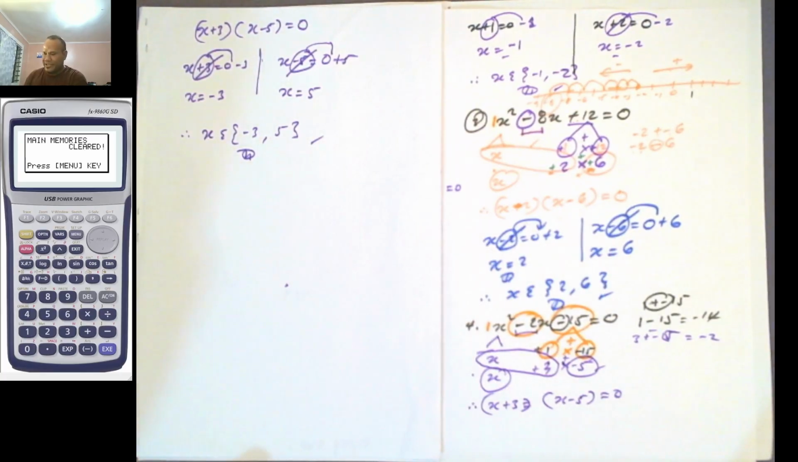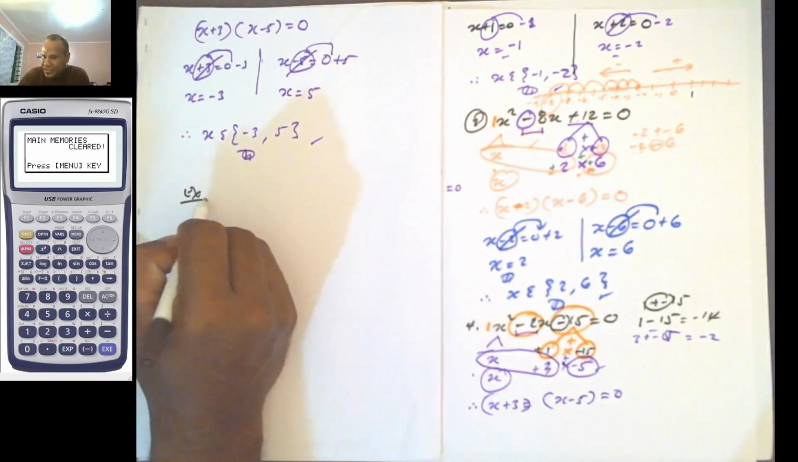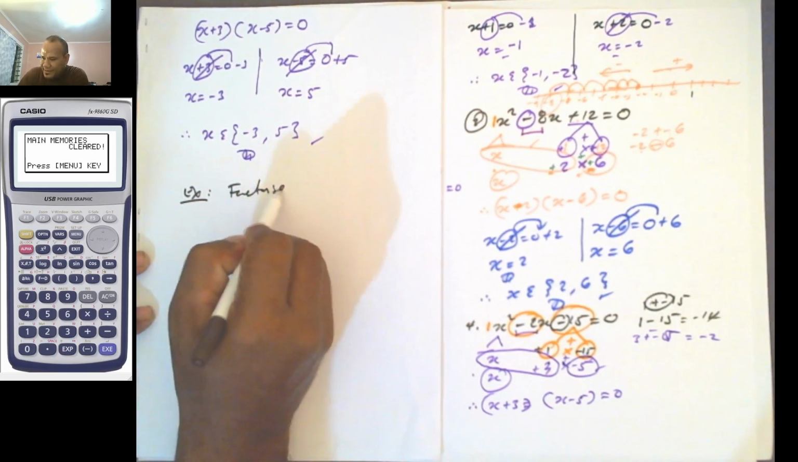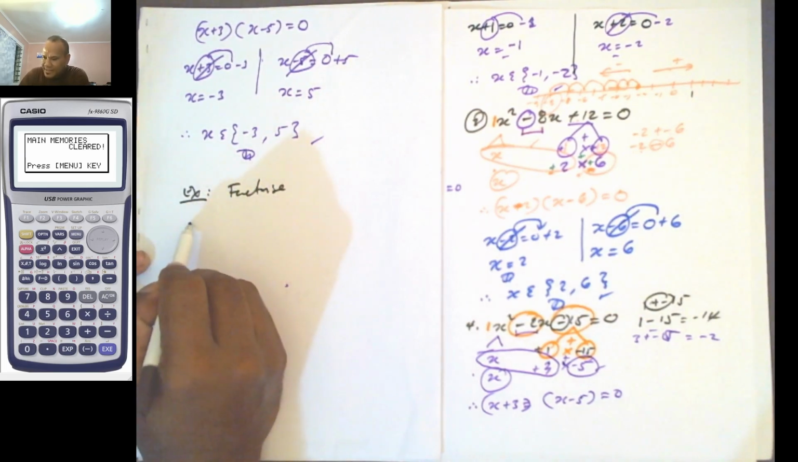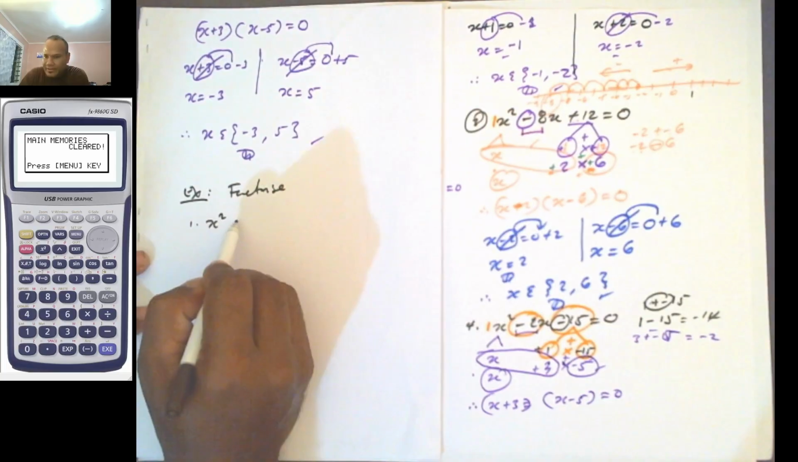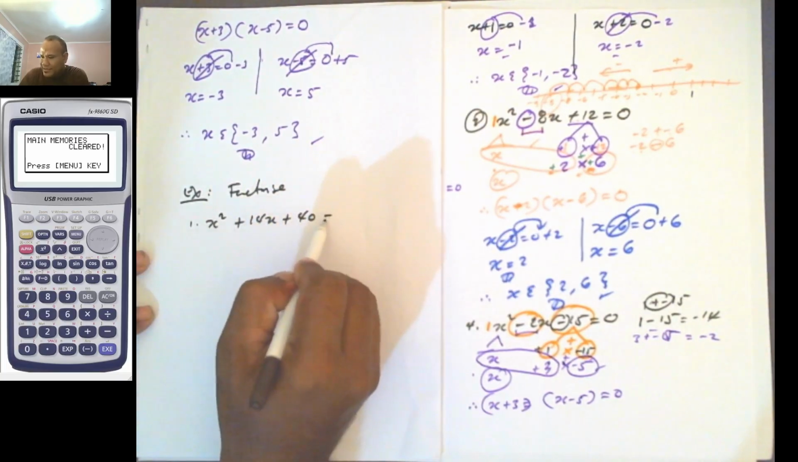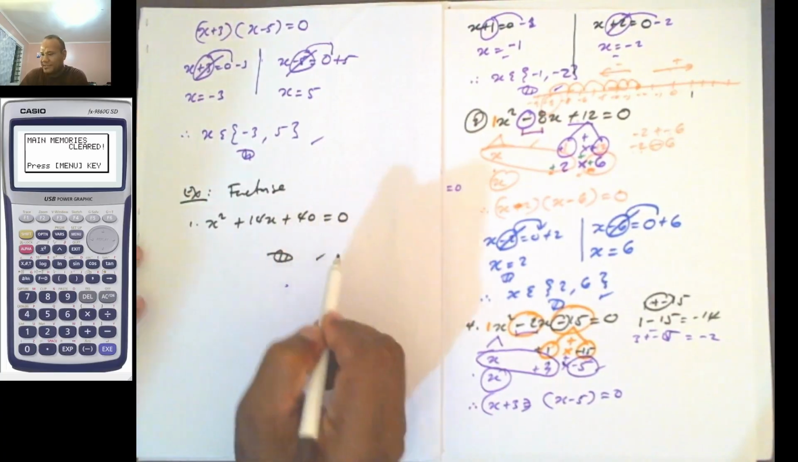You can try this as your exercise and give it a try. Factorize, let's say, x squared plus 14x plus 40 equal to 0. You can try that out.